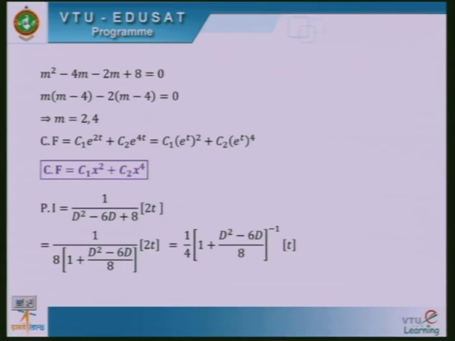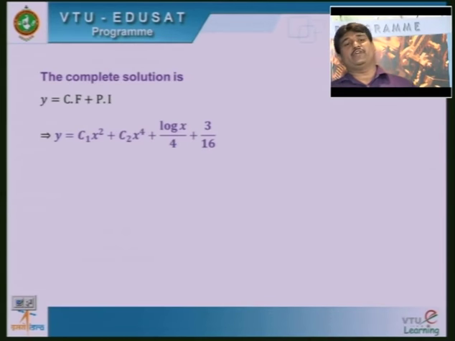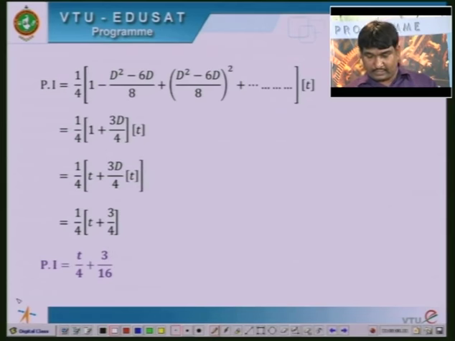So I have taken 8 outside. I have expanded it. You can see there is no d in the denominator, and I can ignore d square and d cube terms, and I'll arrive at this value: pi equals to t by 4 plus 3 by 16, as I explained earlier. So the complete solution is y equals to cf plus pi. This is one method of evaluating when you have a polynomial t. Answer is t by 4 plus 3 by 16. I'll show you one more method of arriving at this result.